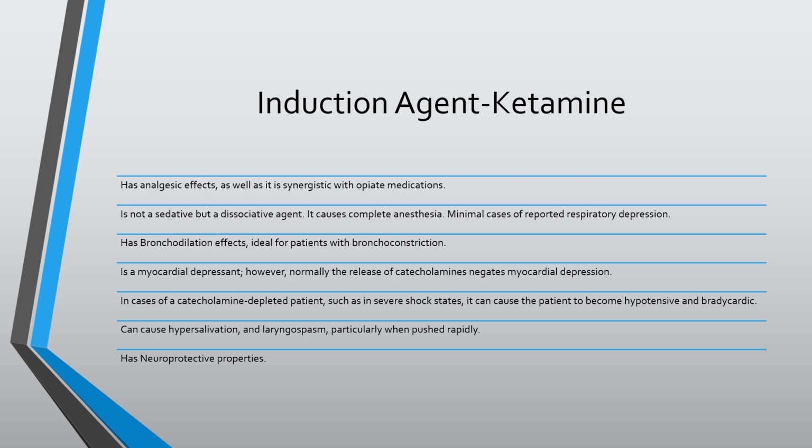But when we talk about a reason to use one induction agent over another, if our patient is getting intubated due to COPD or asthma, where we normally use bronchodilator medications, or they might already be on a DuoNeb, this might be the reason to go to ketamine versus etomidate. It is a myocardial depressant. However, the release of the catecholamines typically negates that, and so we don't see those actions. However, we can see them become hypotensive and bradycardic in the patients that are catecholamine depleted.